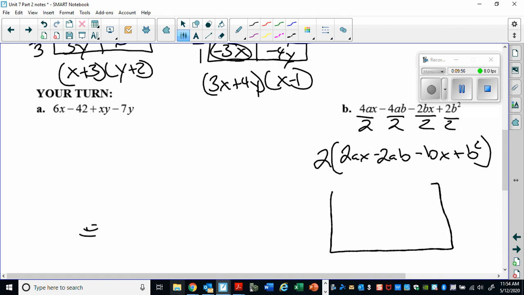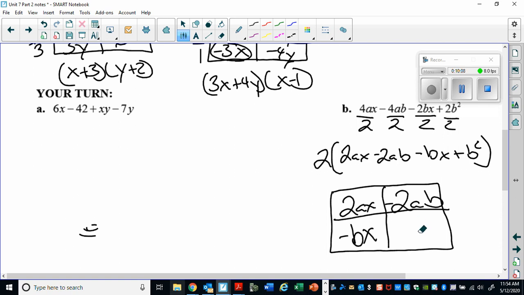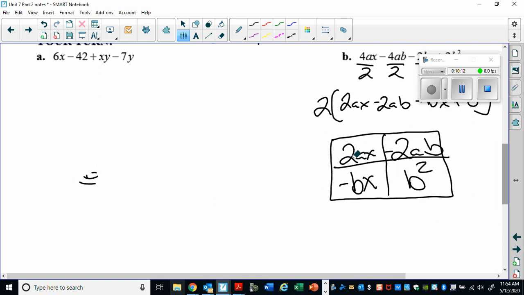We're going to use our factored terms. So we're going to have 2ax, 2ab, and that's a negative 2. We're going to have a negative bx and a positive b squared. So now we're just going to find the greatest common factor from left to right, top to bottom, horizontally, vertically. I can take out a 2, so I'm going to take out my 2. And I can take out an a. I can take out a 2 and an a from these, so that's good.